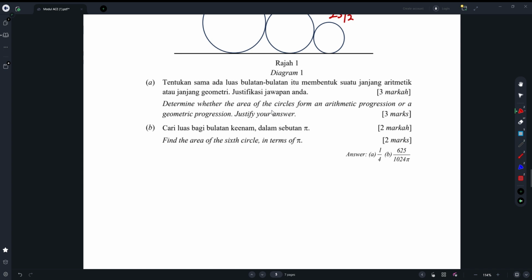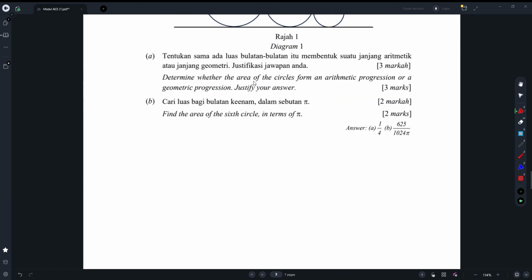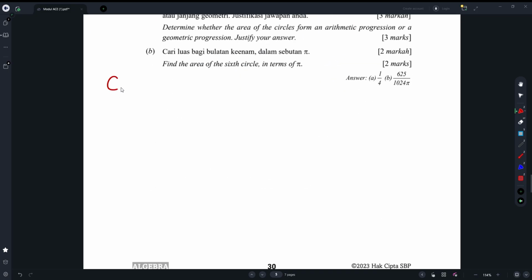Okay, in order to determine whether the areas of the circles form an arithmetic or geometric progression, first we need to find the radius. Because if we want to find the area, we need to know what the radius is. So I'm going to find the radius. So the circumference of the first circle, C1, is 2 pi r1, and then 2 pi r1 is equivalent to 50. The circumference of the first circle is 50. Therefore, r1 is 50 divided by 2 pi. So r1 will be 25 over pi.